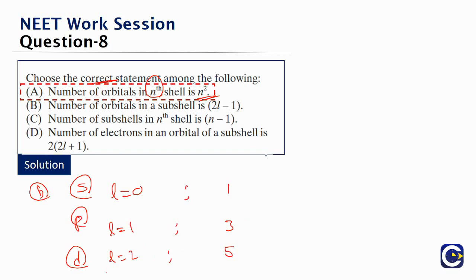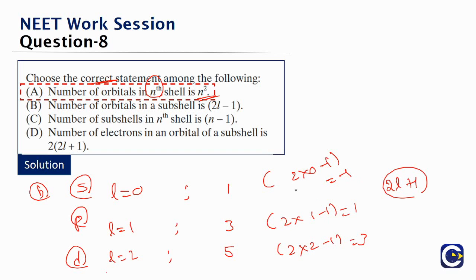Is it satisfying the 2l minus 1 formula? 2 into 0 minus 1 must be minus 1. Here 2 into 1 minus 1 should be 1. Here 2 into 2 minus 1 should be 3. Actually, the number of orbitals in a particular subshell is not 2l minus 1, it is rather 2l plus 1. You can check: 2 into 0 plus 1 is 1, 2 into 1 plus 1 is 3, 2 into 2 plus 1 is 5. So the correct relation is not 2l minus 1, it is 2l plus 1.